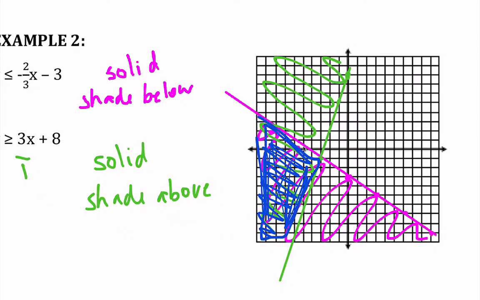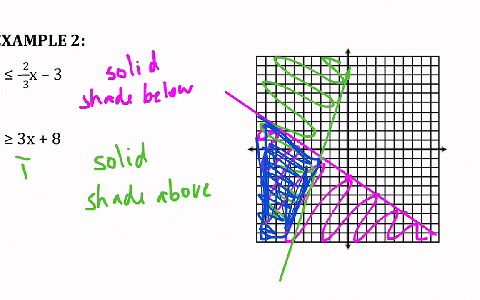So let's talk about these pieces, the edge pieces. So along this edge of the boundary, I know it's a solid line, so anything on top of it is included in these solutions. Let's talk about this edge over here. This is also a solid line, so I know it is also included in these solutions.